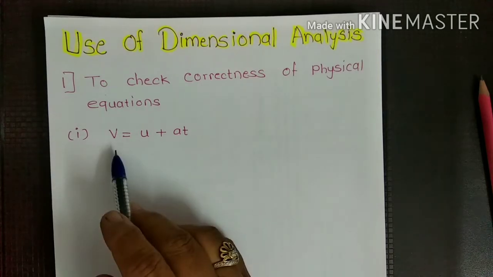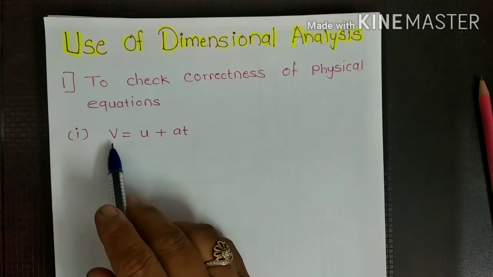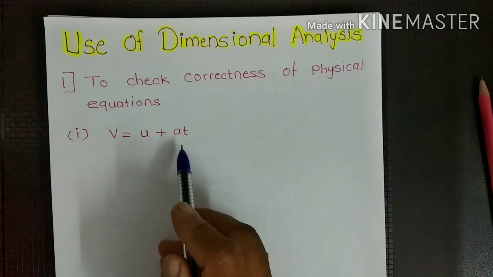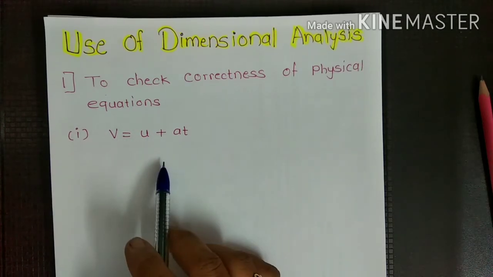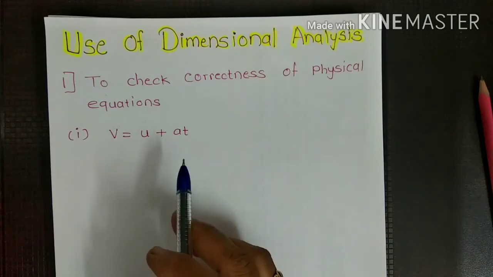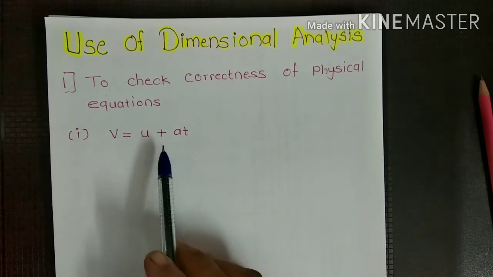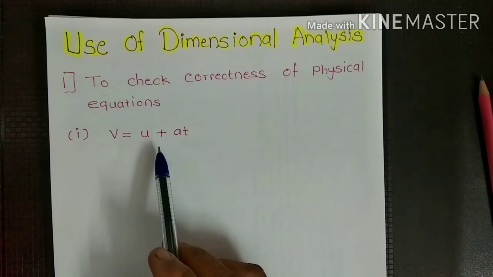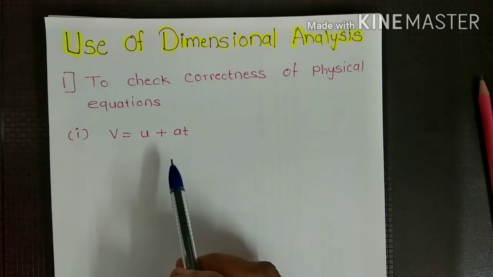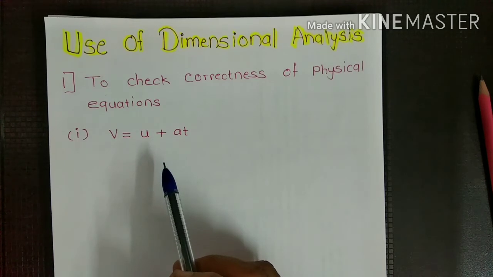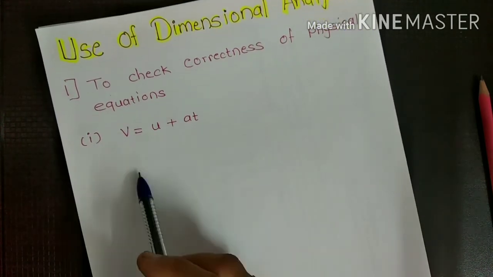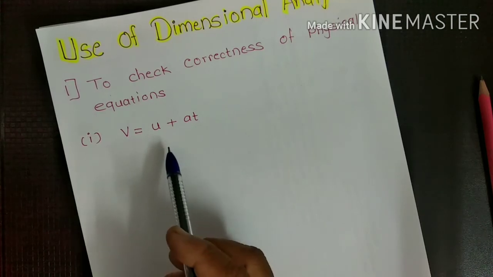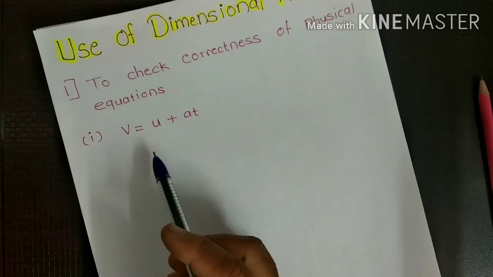For that purpose, we have to take a physical equation, that is V is equal to U plus AT, and you know that this is the first kinematical equation. There are three kinematical equations, that is V is equal to U plus AT, S is equal to UT plus 1/2 AT square, and V square is equal to U square plus twice AS. Okay, so here we have to take the first kinematical equation, that is V is equal to U plus AT.